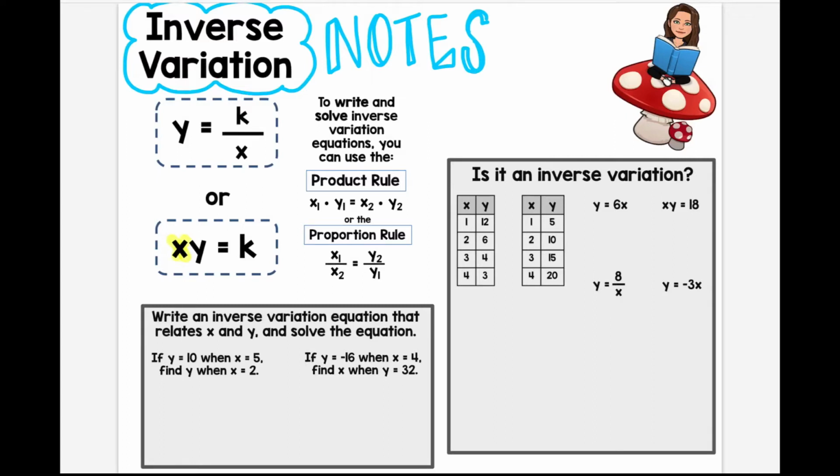Inverse variation occurs when the product of x and y is equal to a constant value. Just like when we talked about direct variation, in this variation, inverse, k is the constant of variation.